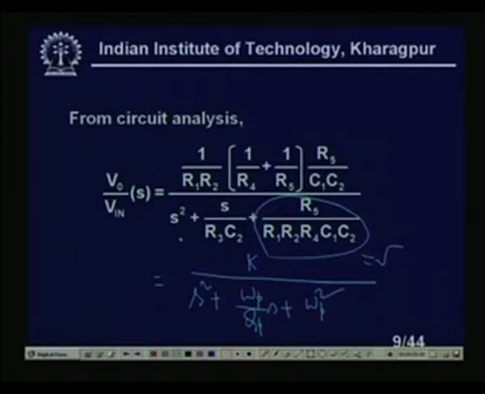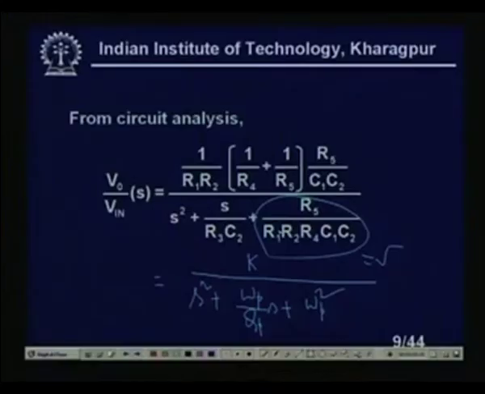So, obviously, as you can see, here it is very difficult. R3 is present, so you can choose R3 to tune the QP. That is not that difficult. But tuning the K, that means the gain constant, is also difficult, because R1, R2, R4, R5 everything is present here. It is very difficult to tune omega p and capital K independently, though I can tune QP and omega p independently in this particular type of circuits.